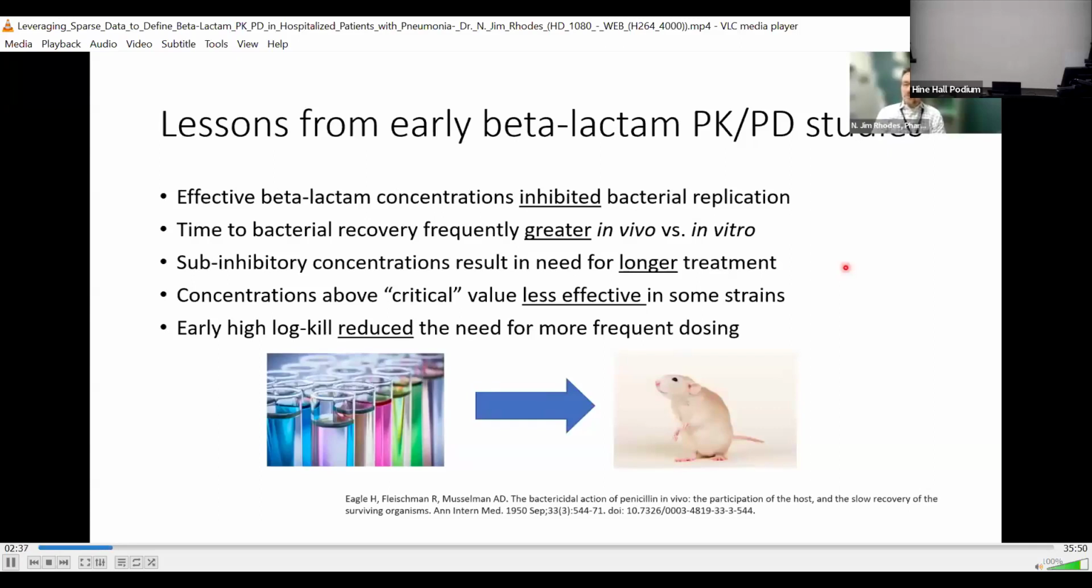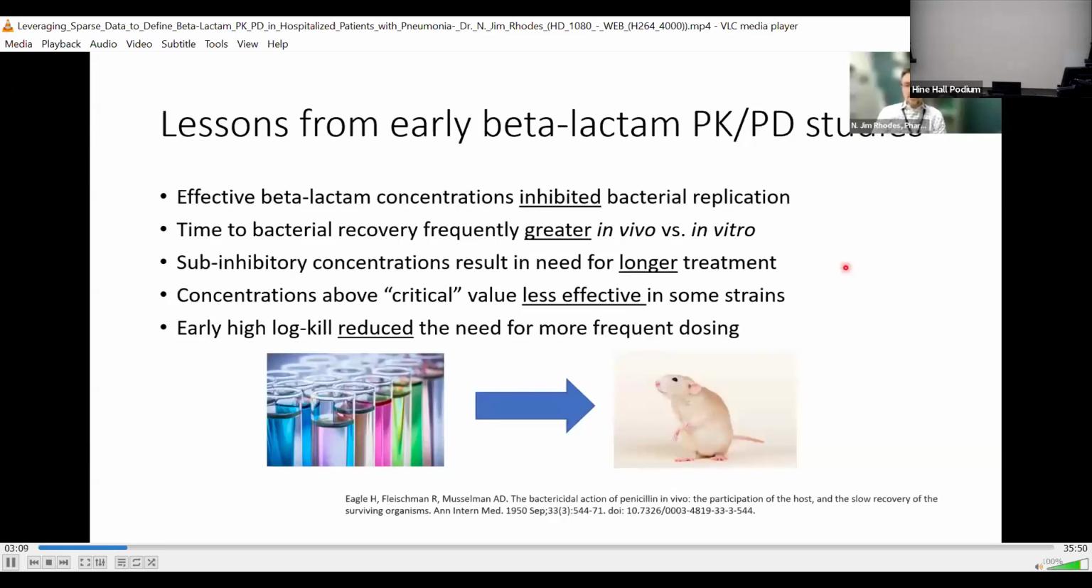As we moved from an in vitro system into an animal model or in patients even, in patient samples, we see that there is potentially, again, a role of the immune system, which I think impacts certainly our pharmacology and our need for thinking about how we use these agents. They also observed that sub-inhibitory concentrations resulted in the need for a longer course of treatment. So we really needed to treat for a longer period of time unless we got the concentrations right up front.